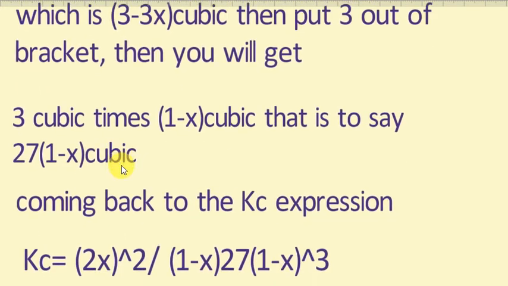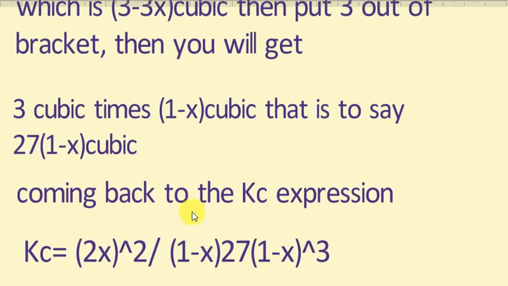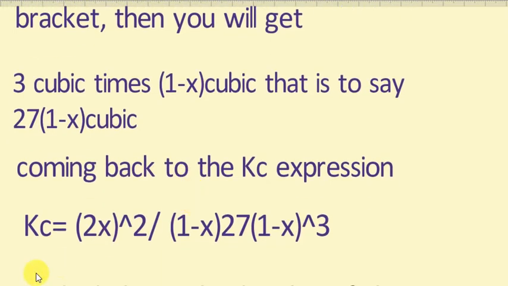Now coming back to the Kc expression, our new expression will appear like this: Kc is equal to (2x) squared divided by (1 minus x) times 27 times (1 minus x) cubed. The 27 is 3 cubed, the 3 we took out.